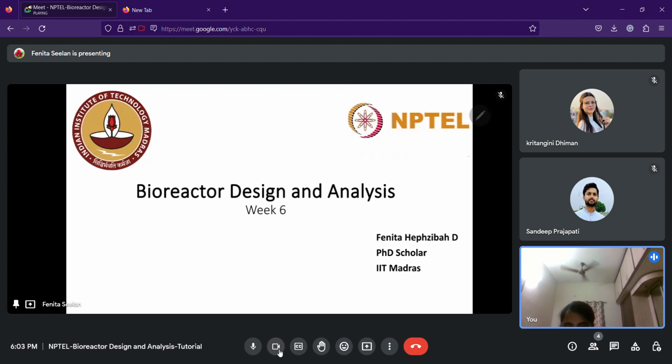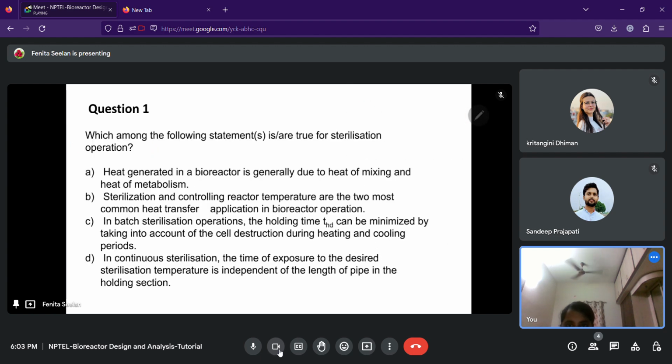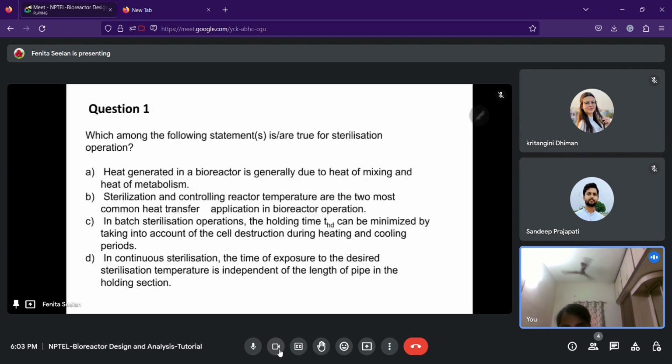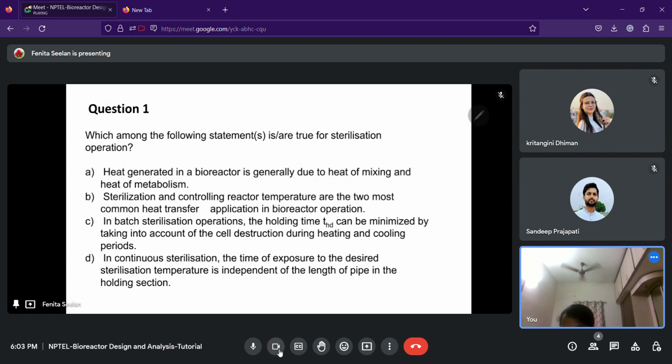So let's start with question number one. I have a few multiple choice questions and then we can start solving the problems. So question number one is: which among the following statements is true for sterilization operation?